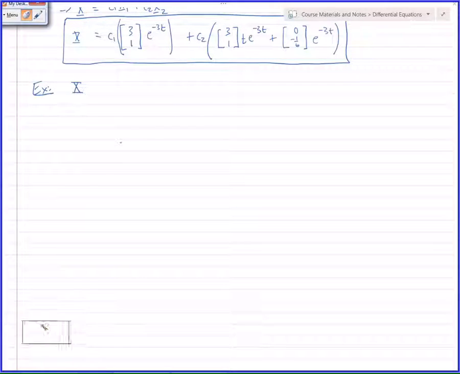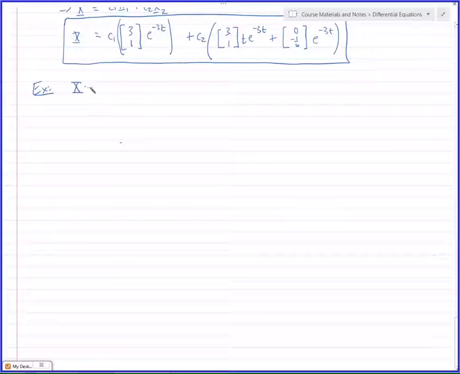X prime is equal to the matrix 2, 1, 6, 0, 2, 5, 0, 0, 2 times x. There is your first order system.